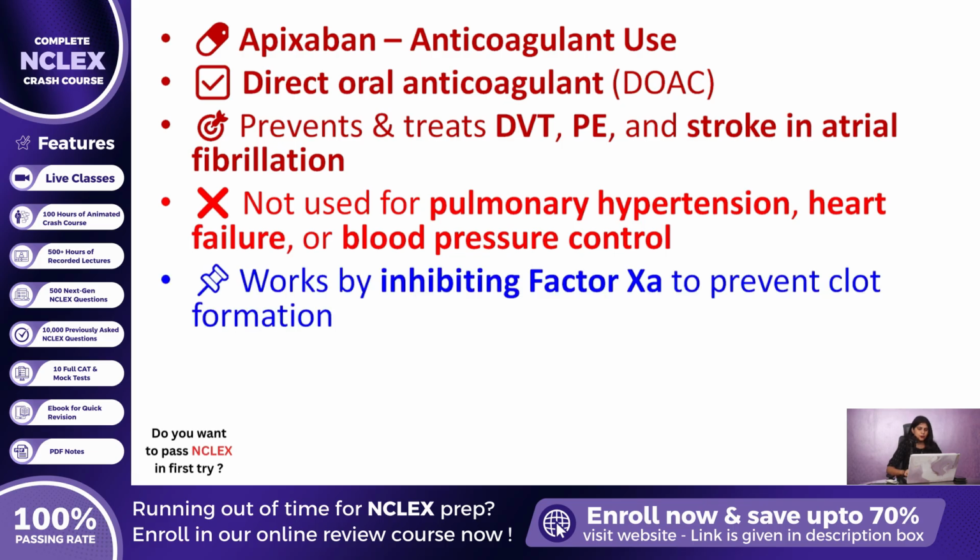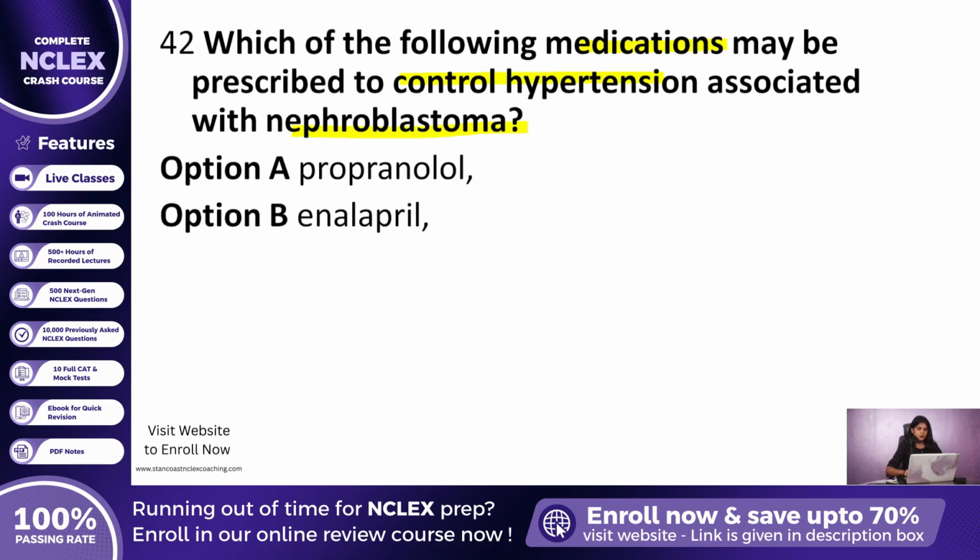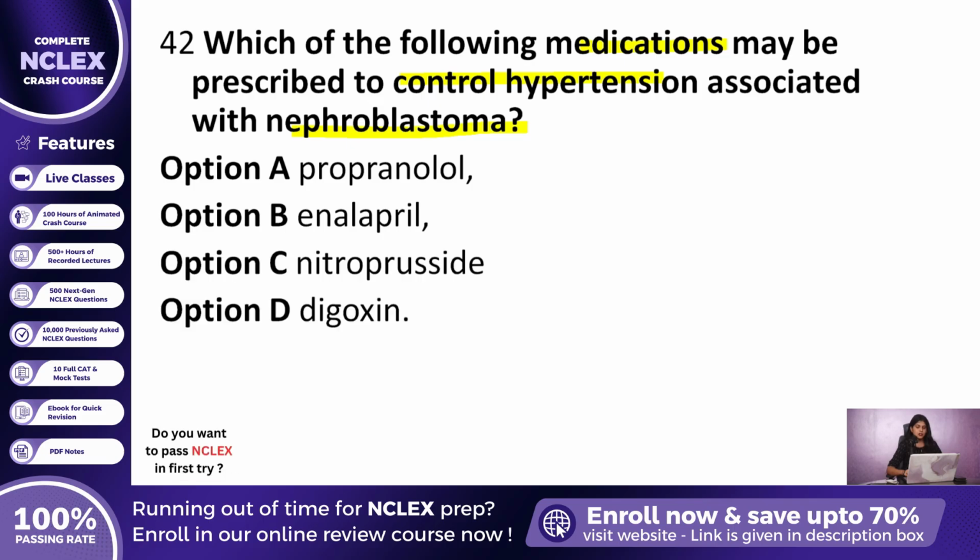Now we come to question 42, which focuses on hypertension management in pediatric oncology. The question is, which of the following medications may be prescribed to control hypertension associated with nephroblastoma? The options are option A, propranolol, option B, enalapril, option C, nitroprusside, and option D, digoxin. The correct answer is option B, enalapril.